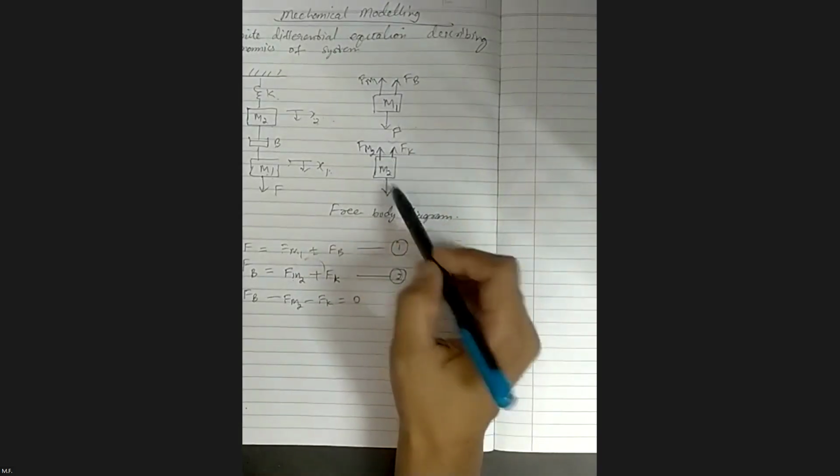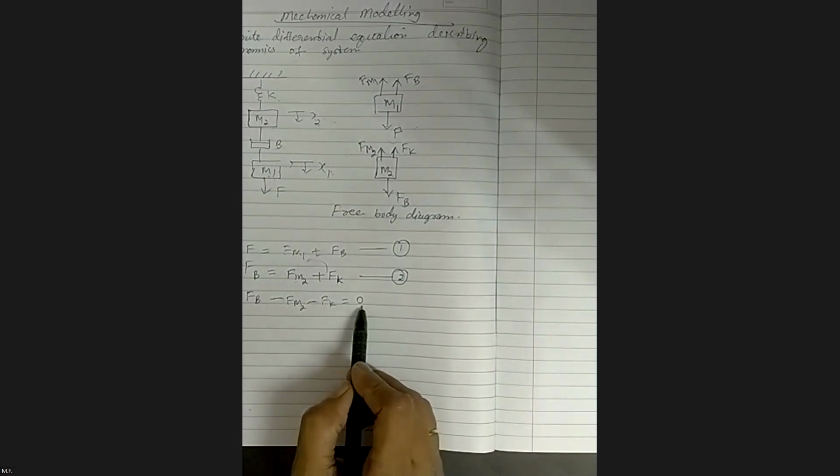So see here the force Fb is applying here. These two forces are generated in opposite of this force, so the minus sign is coming here. And the summation of all these forces is equal to 0. So this is the D'Alembert's law. According to this, this equation is also written.